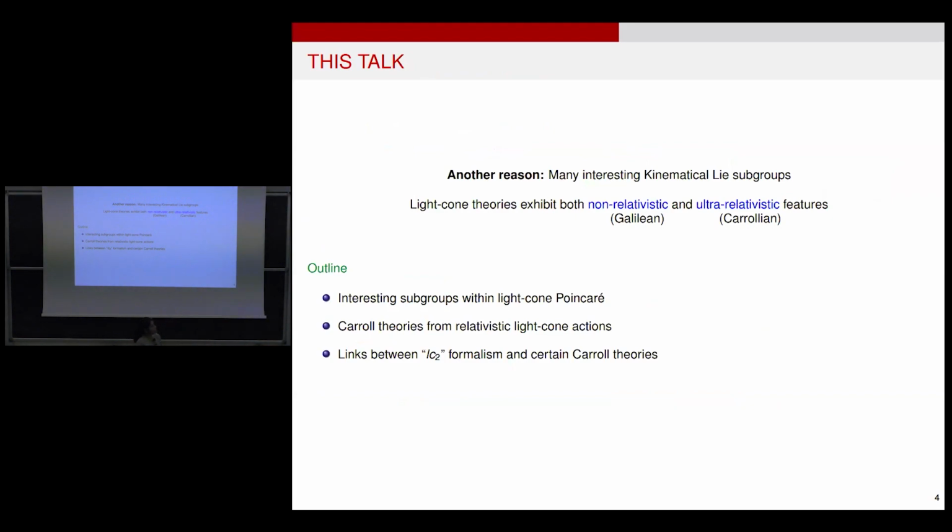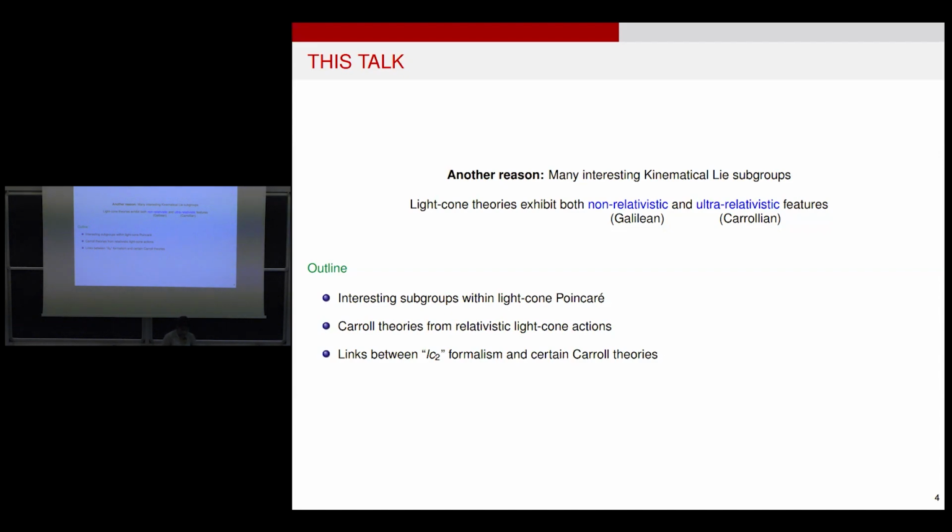to think about light cone field theories, and that's the following reason. The reason is that we have several interesting kinematical subgroups, not just Galilei, but there are many more. And as a result, these light cone field theories exhibit both non-relativistic as well as ultra-relativistic features. So this is a brief outline of what I'm going to tell you about. I'll first start with the subgroups, and then how one can actually derive Carroll theories from relativistic light cone action.